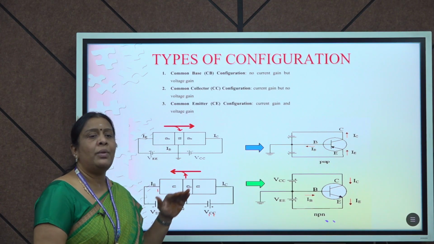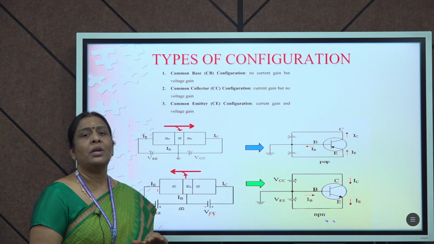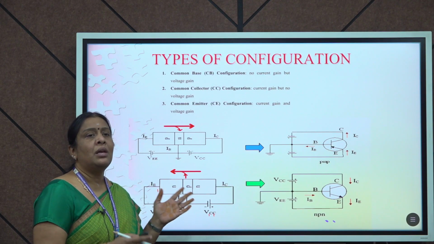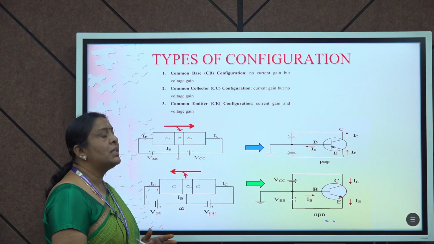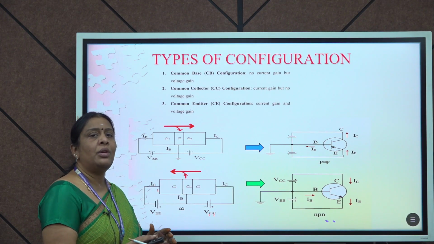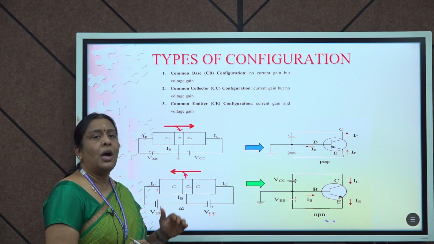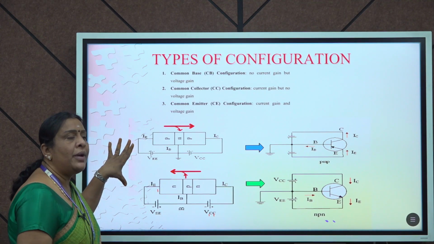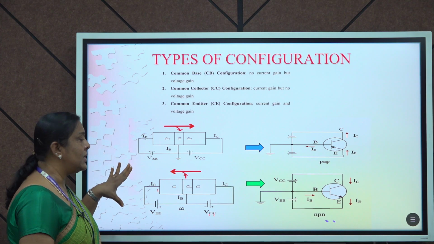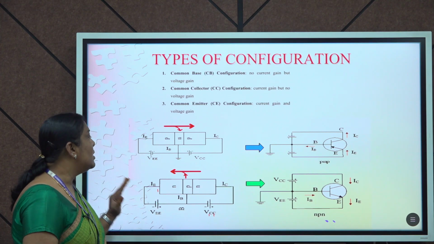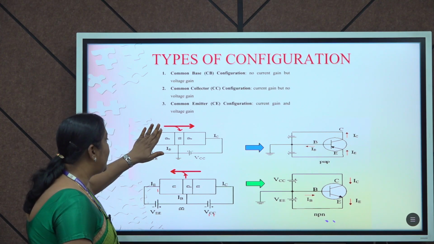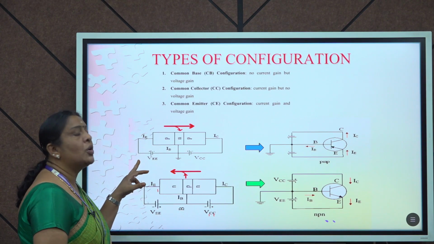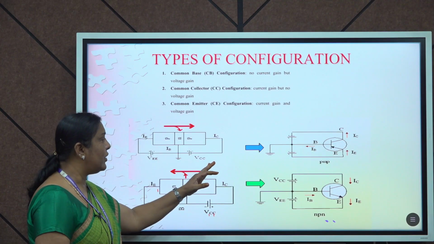Here the collector will be directly connected to the ground. The collector and base depend upon the input characteristics, and the collector and emitter voltages depend upon the output characteristics. So, this diagram shows the PNP and NPN transistors connected to voltage terminals. This part is the input characteristics and this is the output characteristics. It is also called forward bias and reverse bias.